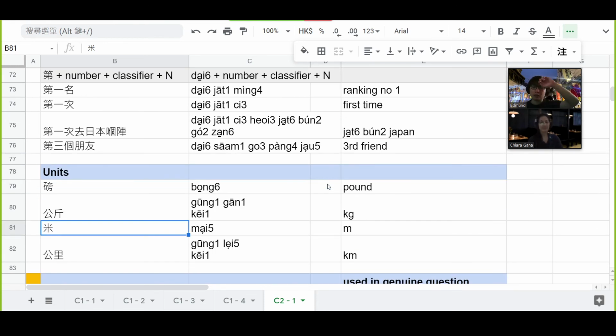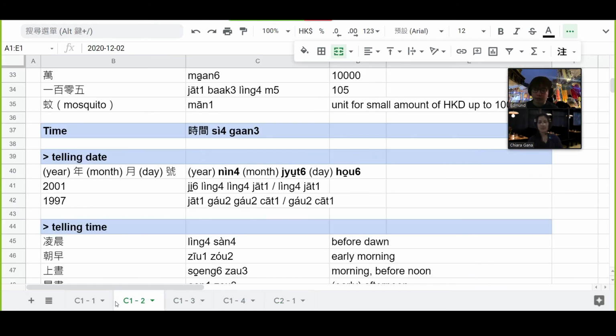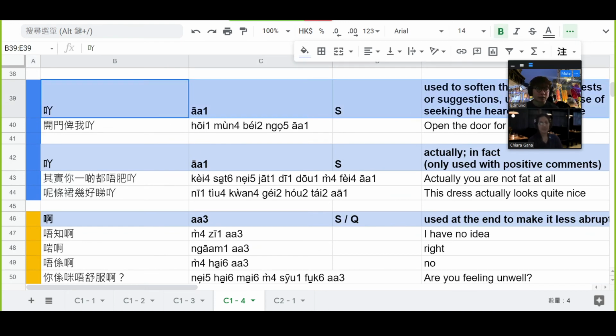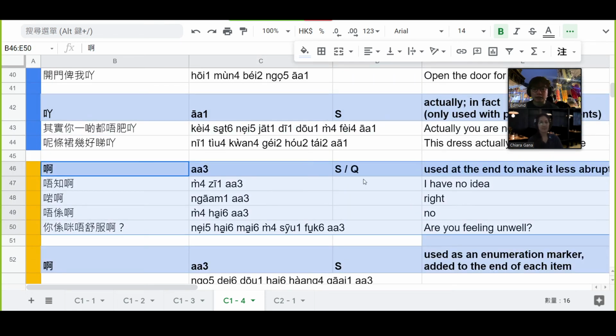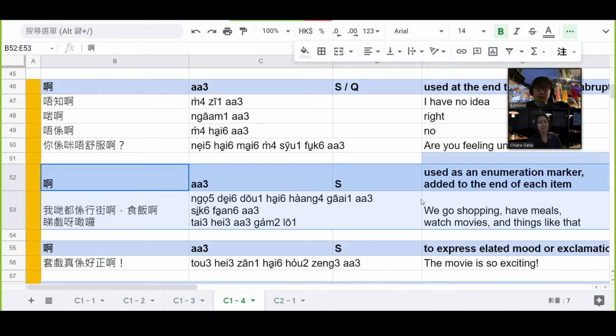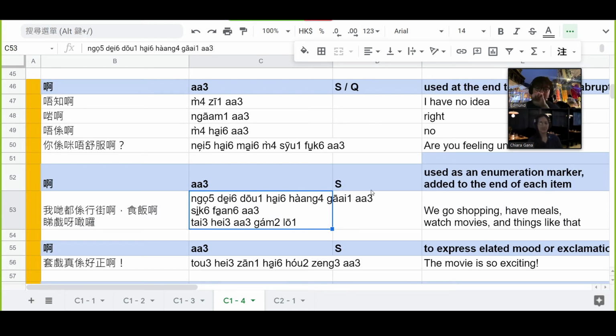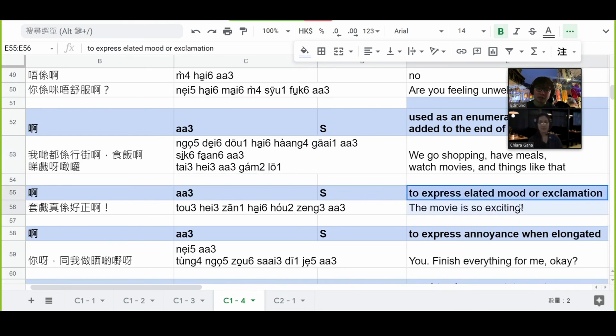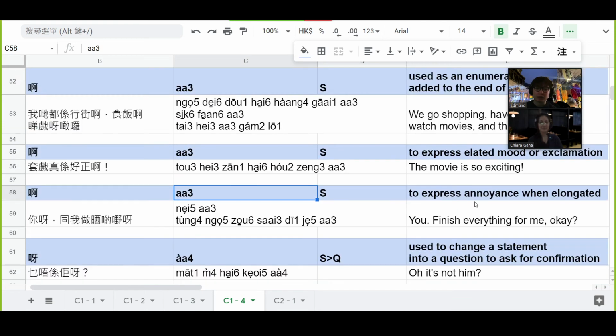Okay, so last time we talked about the particles in the middle, and maybe we can quickly go through that. The first one is for suggestion or request, and the second one is actually for fact. The one in the middle is for questions and usually the answer to the question, like 你知唔知 do you know, and then 唔知啊. The second usage is for a list. Then for the exclamation mark, this one. And the one to express that you're annoyed, and this one is usually longer.